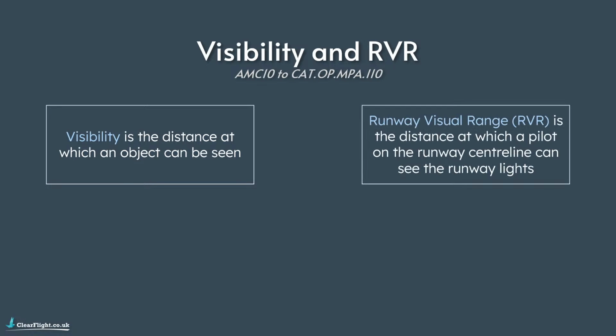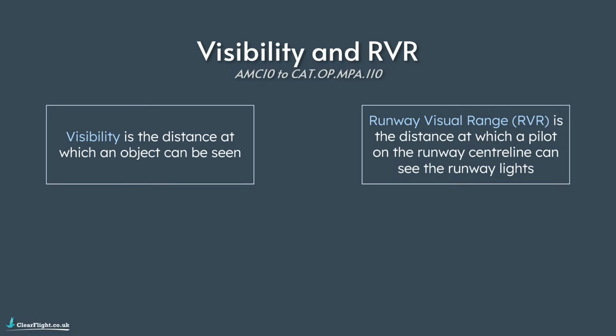Compared to runway visual range, or the RVR, which is a much more precise measurement. The RVR is the distance at which a pilot who's on the runway centerline can see the runway lights. Runway lights are obviously specially designed, very bright lights. So if you're stood on the center line of the runway, you'd expect to be able to see the runway lights from a further distance than you can see that tree or building or whatever you were looking at out of the control tower. So for that reason, almost always you would expect the RVR to be a greater distance than the visibility.